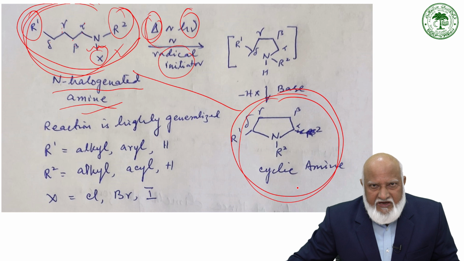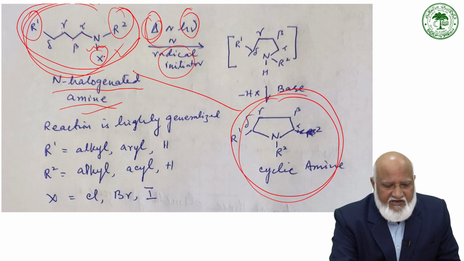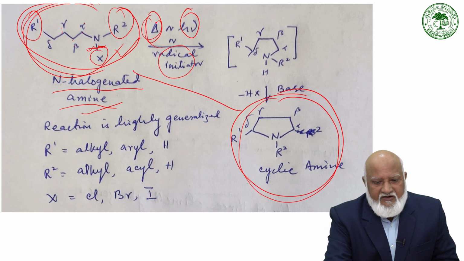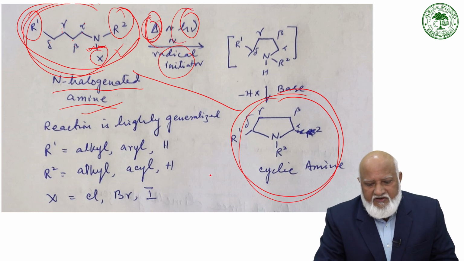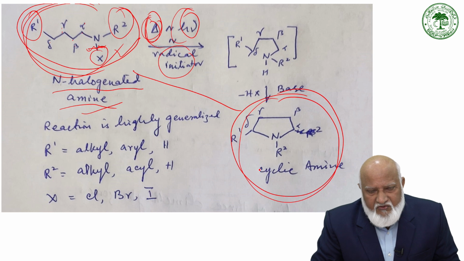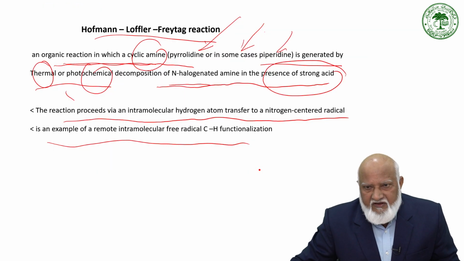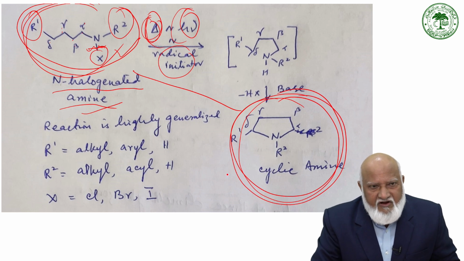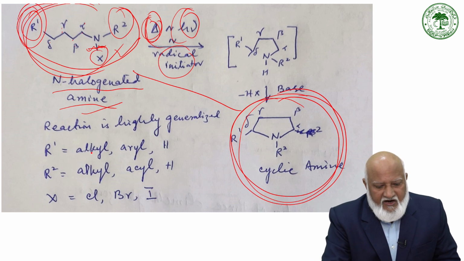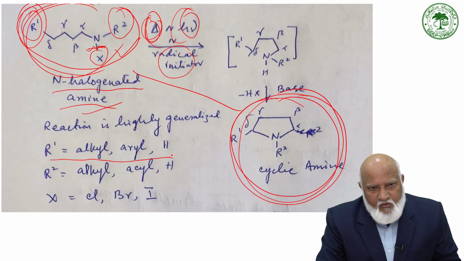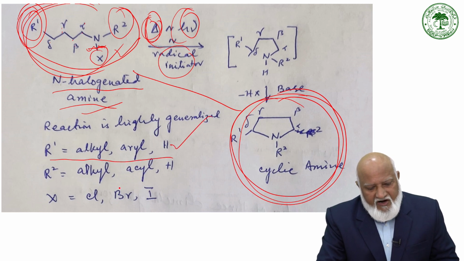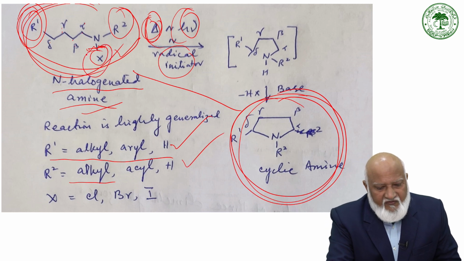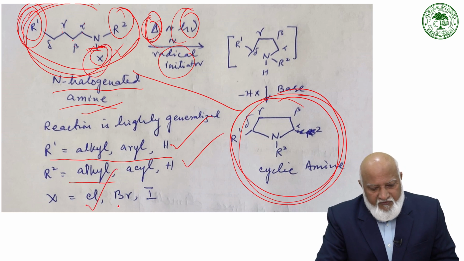represented as a reaction where an N-halogenated open chain amine, under thermal or photochemical conditions in the presence of a strong acid, can generate a cyclic amine. This is a highly generalized reaction where R1 can be an alkyl group or H, and R2 can be an alkyl group, an acyl group, or H. X, which is connected to nitrogen, can be chloro, bromo or iodo.